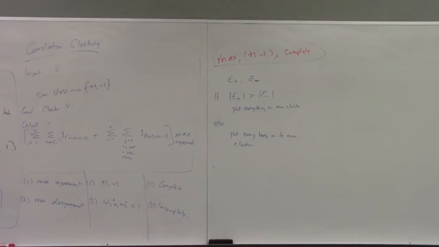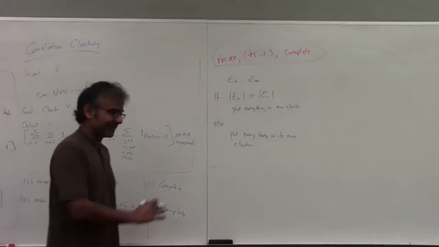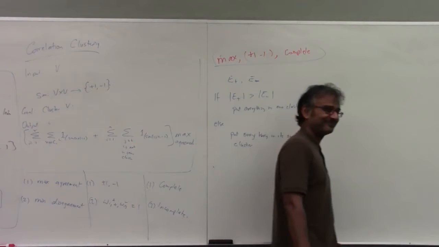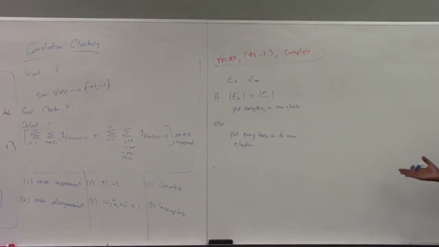Count the number of edges that are positive and negative. If the positives win, put everything in one cluster. If the negatives win, put everything in a cluster by itself. This is a two-approximation. I told you it was simple.